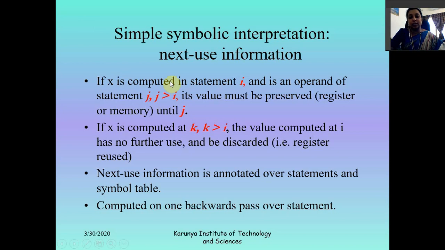If X is computed, X being any variable which is computed in a generalized statement I, in our example we took it as 2, and is an operand of statement J, in our example we took it as the fifth instruction, and if J is greater than I, its value must be preserved in the register until that statement is executed. If X is computed again at K and K is greater than I, the value computed at I has no further use. So now X is computed at K and after that you don't use it at all. So this value computed at I has no further use, which means it will not be used in the program.